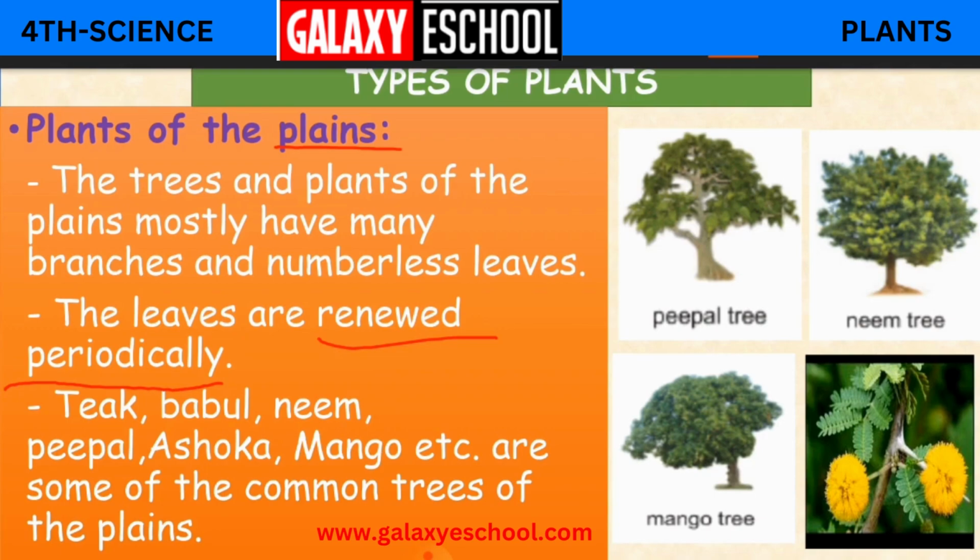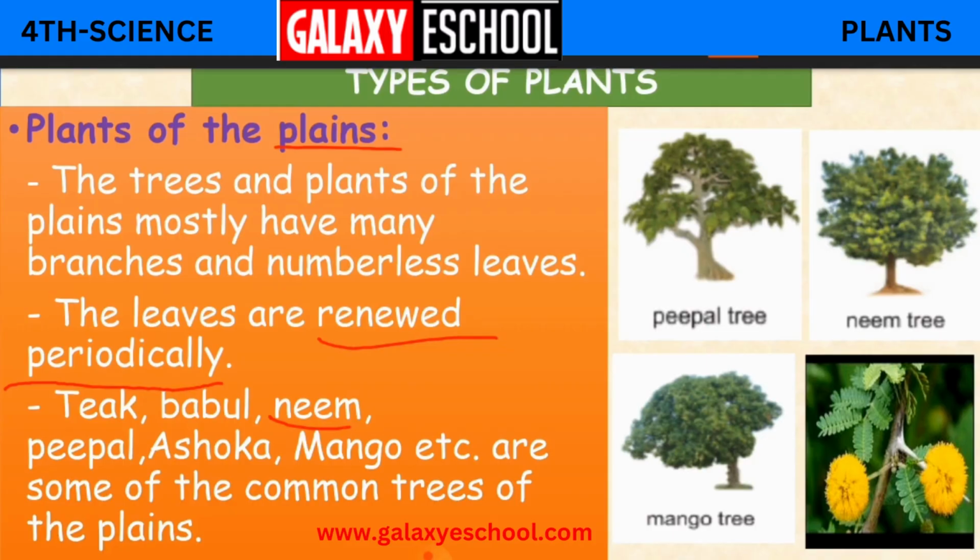For example, teak, babul, neem, peepal, ashoka, mango, etc. Such types of trees are common trees of the plains. For example, the neem tree. We are very much familiar with this tree. Every street has neem trees. Many houses also have a neem tree in the empty spaces, and even mango trees. We have seen trees like the peepal tree and ashoka tree. So these are some trees which grow on plains.